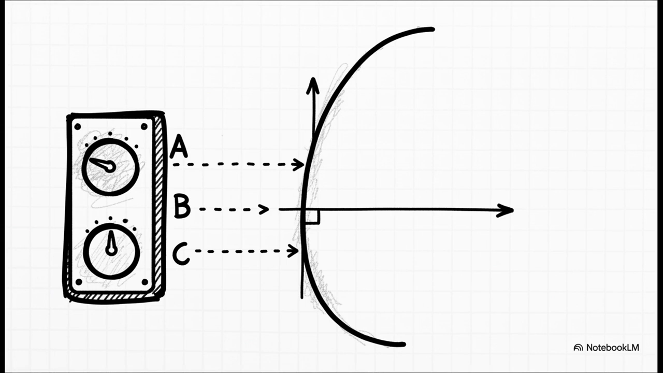Now, see those letters A, B, and C? You can think of those as the control dials on this equation machine. When you tweak them, you change the parabola's shape and where it sits on the graph. And each one of these dials has a very, very specific job.